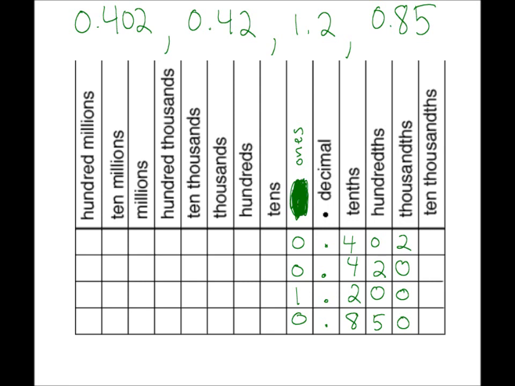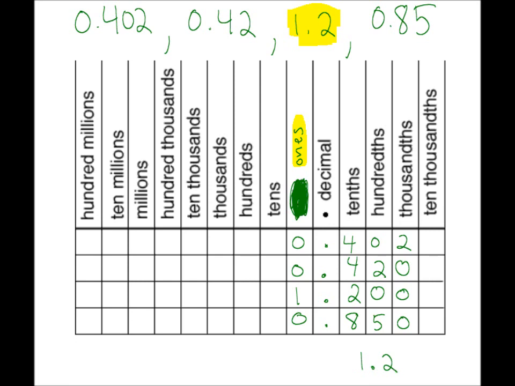I can start in the ones place value over here. I can compare the 0, the 0, the 1, and the 0. I know that 1 is bigger than all these other numbers, so that means 1.2 is my largest of these numbers. I'm going to write that down here for right now.